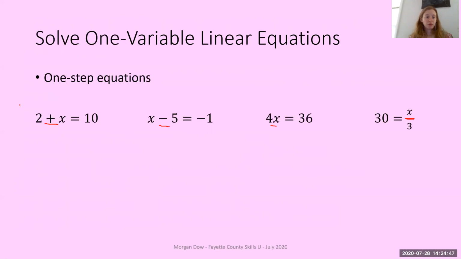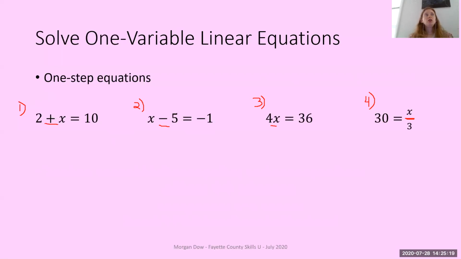The first example, we see that on the side with the variable, we've got addition. In the second example, on the side with the variable, we've got subtraction. The third example, on the side with the variable, we've got multiplication. And the fourth example, on the side with the variable, we've got division. So we're gonna see how to tackle one-step equations with these 4 different operations.